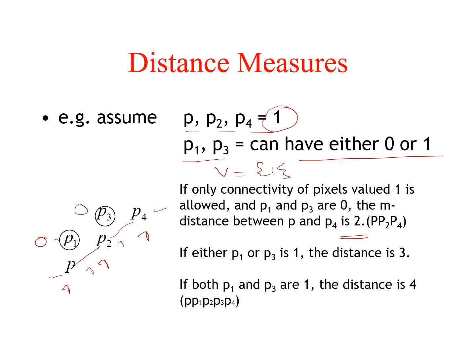Okay. Now if either P1 or P3 is 1, so now instead of 0, if P1 is 1, so what M adjacency says, if P1 is in N4P, is it in N4P? Yes, and it also satisfies the set V. So we have to connect like this. Again, this is true. Both the values are 1 as well as it is in N4, the 4 neighbor of P, and then like this, because this is 0, right? So 1, 2 and 3. So what is the distance? 3.